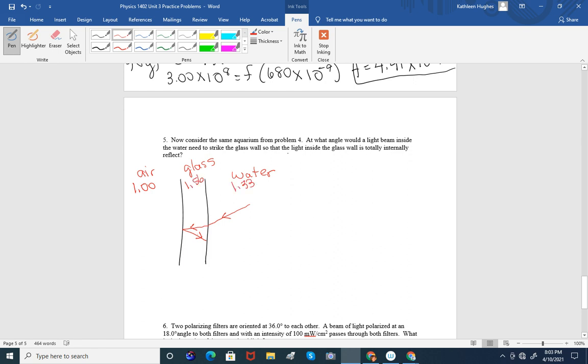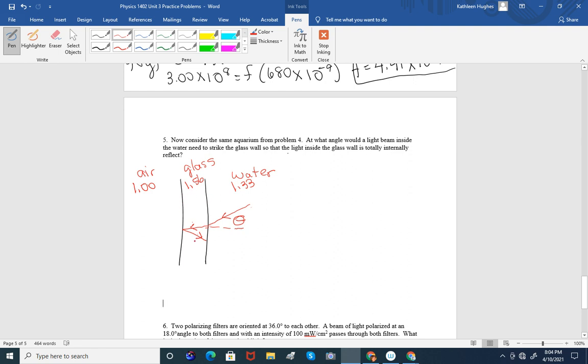Remember, you only get total internal reflection when something is trying to go from something more dense into something less dense. We don't get it from light inside the water hitting the glass, but we can get it from glass into air. All right, what angle would the light beam need to strike inside the water to strike the glass? We want to know this. What angle here is going to cause total internal reflection?